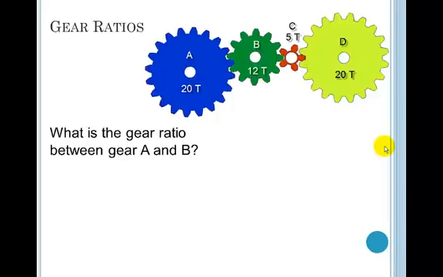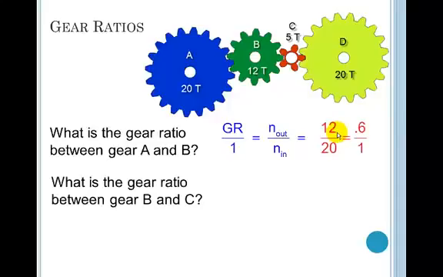Okay, so let's look at this one. What's the gear ratio between gear A and B? The gear ratio is the output over the input. A is going to be our driver for our system, it's our input. Then B is going to be the first output. So it'll be 12 divided by 20, and that works out to be 0.6.